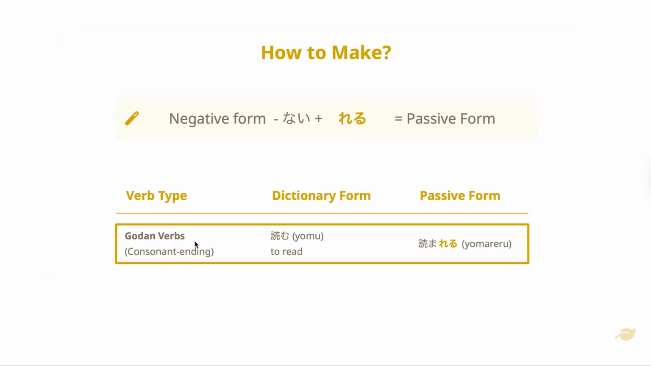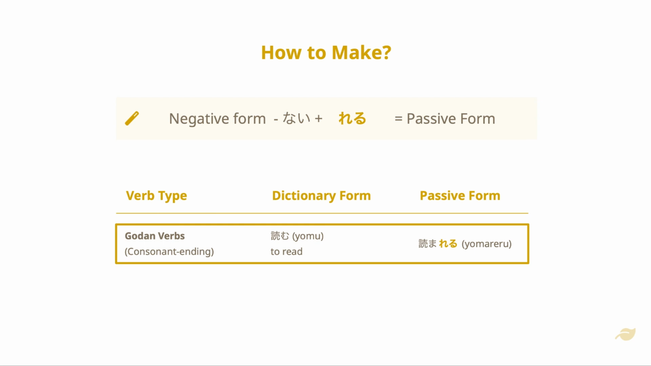For Godan verbs, the stem is changed. For example, 読む is changed to 読まない、読みます、読んだ、読んで、読める. As you can hear, the vowel sound of 読む, the u sound, is changed to 読まない、読みます. The vowels are a, i, u, e, o. So these are Godan verbs.